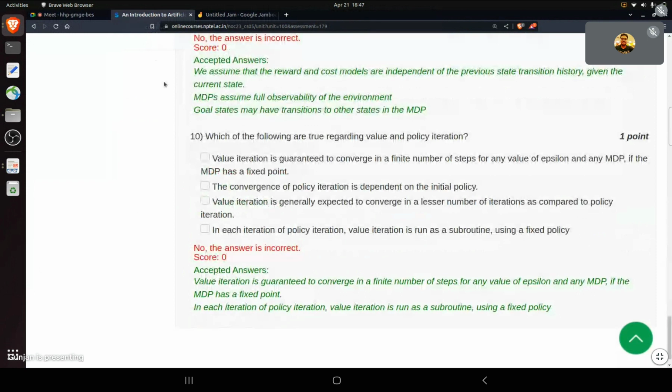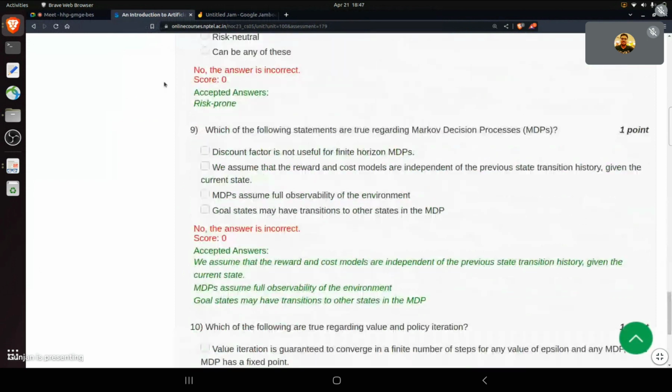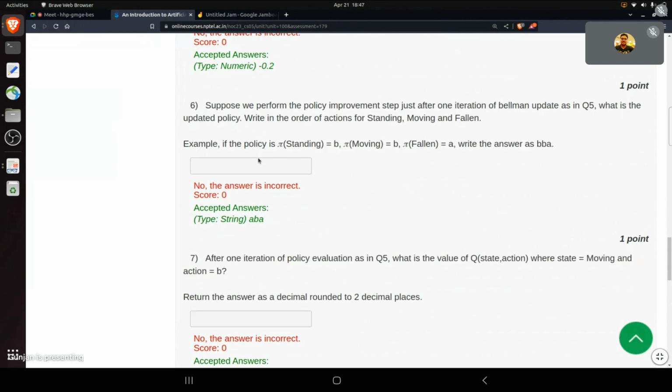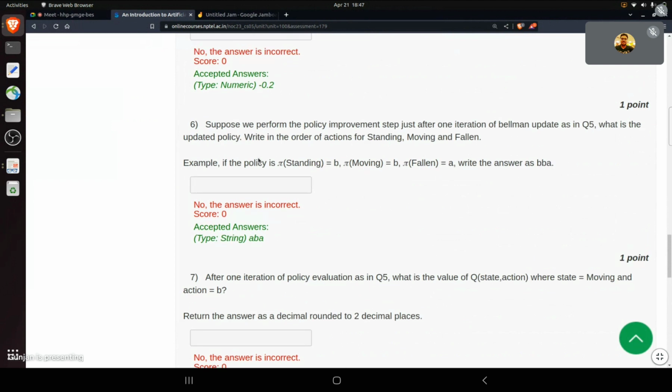I was thinking that maybe they updated this answer, that the discount factor is not useful, but somehow they did not change this. They updated this range, which was not even needed because it was an absolute answer. I remember solving this question. It was exactly 2.48. There was not even 2.467 or something going on. It was just 2.48, no other value.